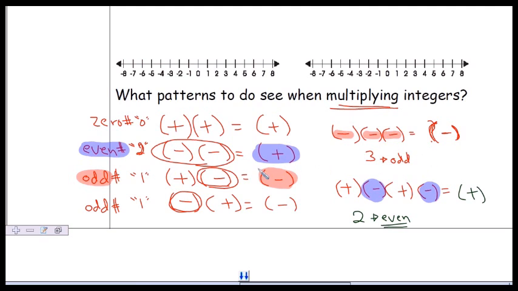Okay, and this is the important part, the stuff that I highlighted. If it's an even number of negatives, your answer is going to be a positive answer. If it's an odd number of negative signs, then your answer is going to be a negative answer. Okay, so hopefully you understood that.